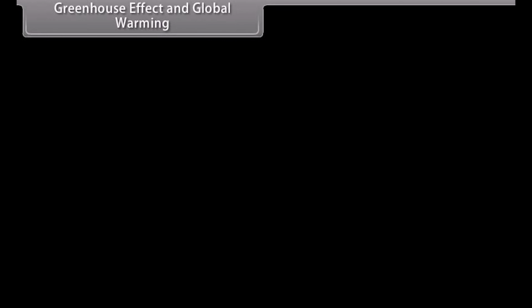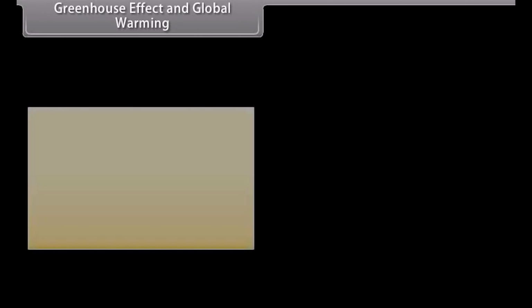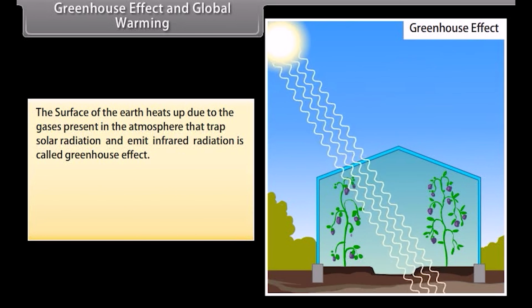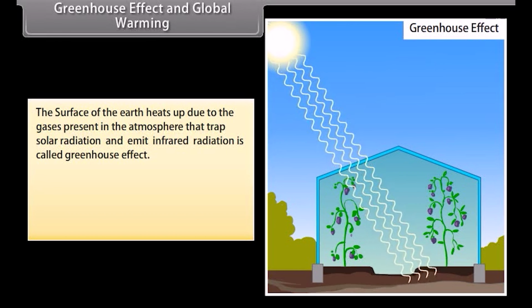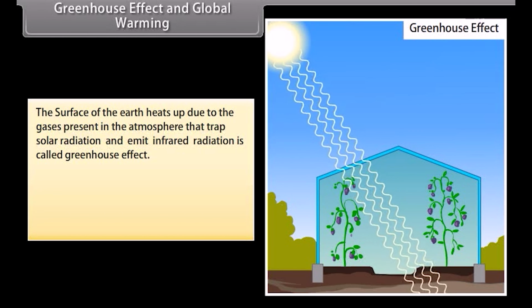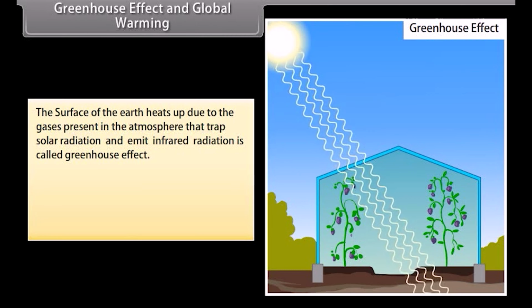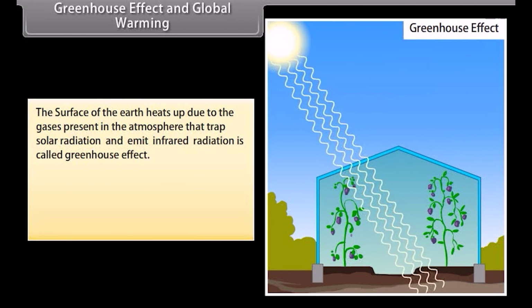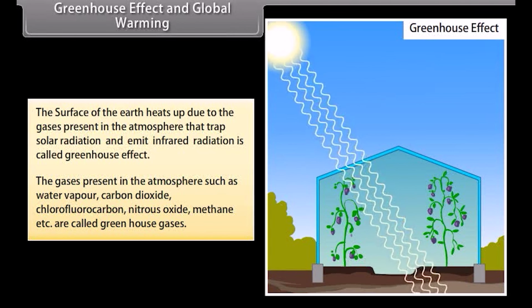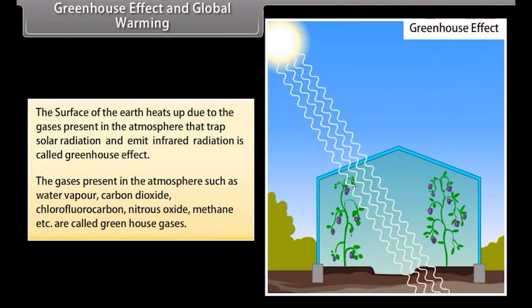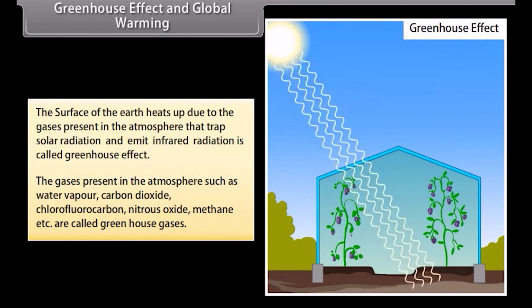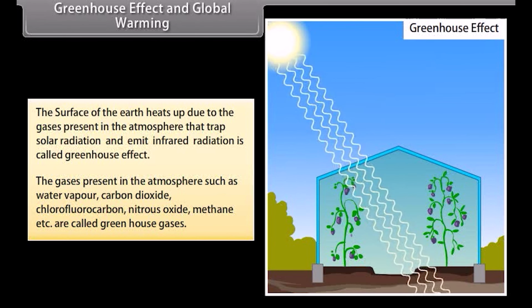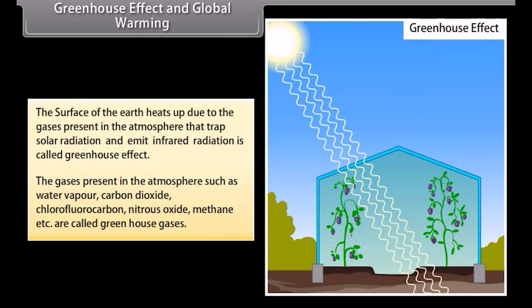Greenhouse effect and global warming. The surface of the earth heats up due to the gases present in the atmosphere that trap solar radiation and emit infrared radiation. This is called the greenhouse effect. The gases present in the atmosphere, such as water vapor, carbon dioxide, chlorofluorocarbon, nitrous oxide, methane, etc., are called greenhouse gases.